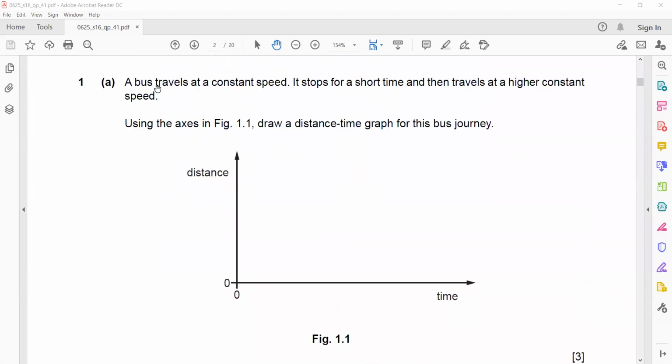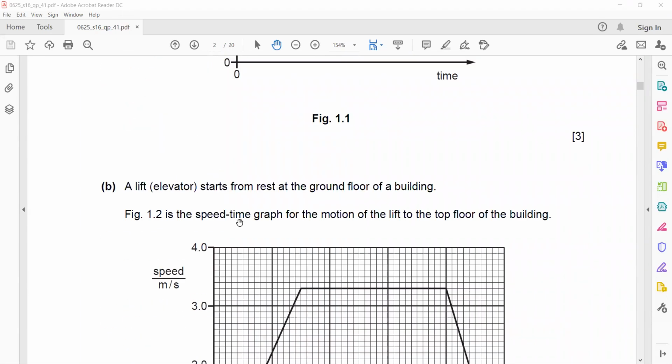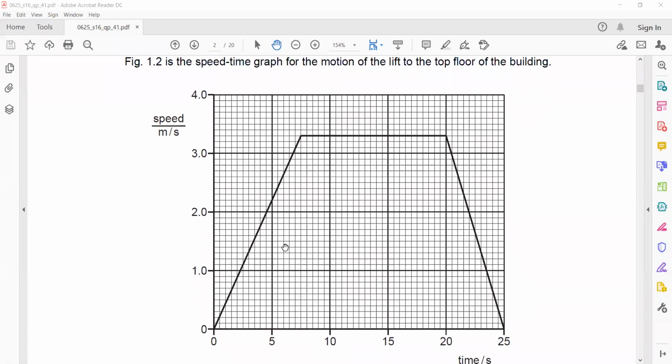So if speed is constant, then only you can use this formula. If speed is not constant, as you can see, the speed started from 0 and went till 3.3. So there's a change in the speed. And then from 3, so the only part for which we can use the formula is this one, where the speed is constant. This part also, speed is decreasing. We cannot use this formula, speed is distance over time.